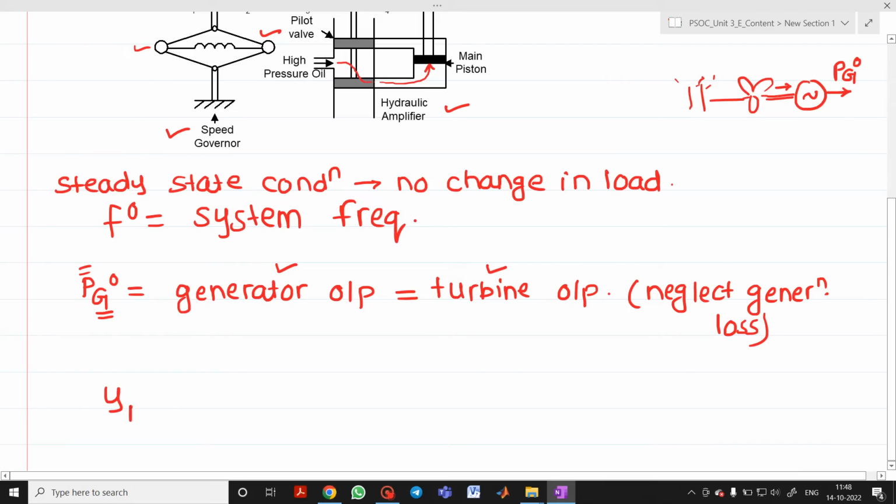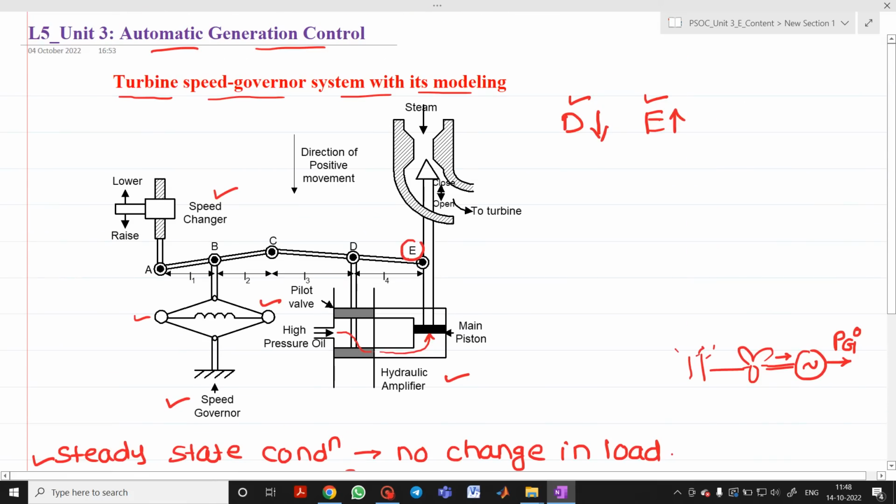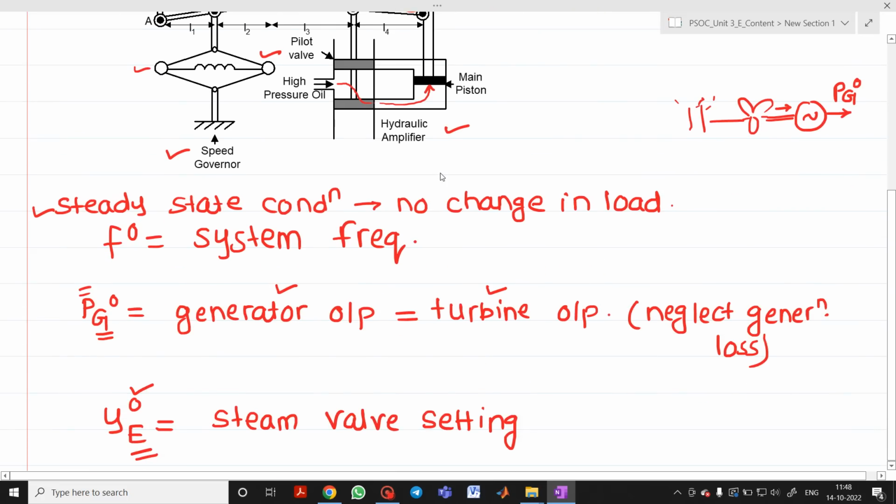Now Y suffix E0. What is the meaning of this? This is nothing but the steam valve setting. Why is it called the steam valve setting, and why is Y written, why is E there, why is 0 there? Already we discussed why 0 is there, because here we are talking about a steady state condition. Now what is E? E is the point, if you see in the diagram, where your steam inlet is connected. The steam inlet is connected to point E. So that's why this is the steam valve setting, point E.